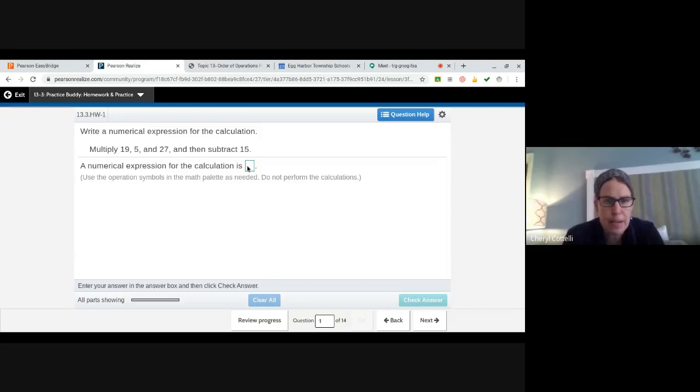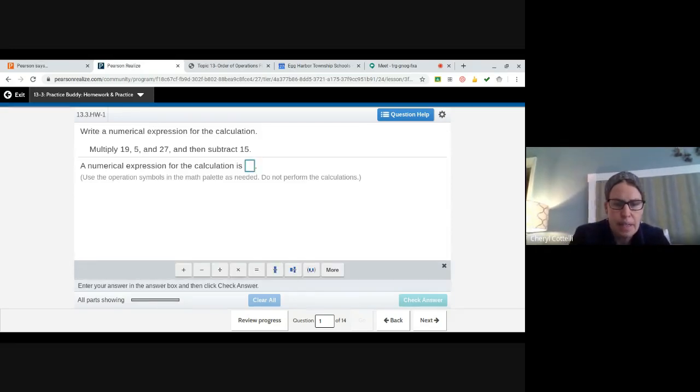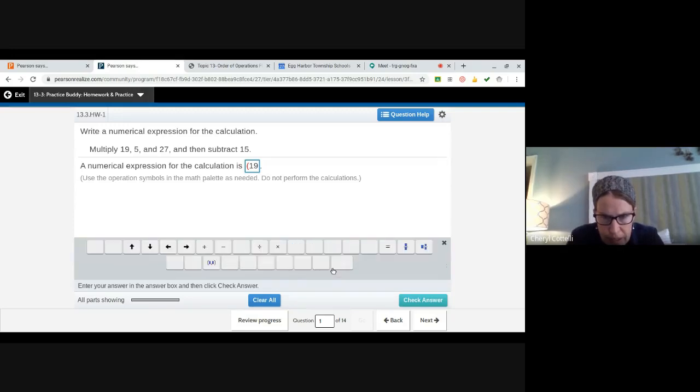So we would do parentheses, and so it's shift 9. And then you would say, what do we have to do? Multiply 19, 5, and 27. So 19. And then you have to use these down here. I don't know if there's a parentheses. We might have to look. Let's see if there's parentheses. Because if there is, we have to use the parentheses down here. So I don't see anything right now, but we'll have to play around with it.